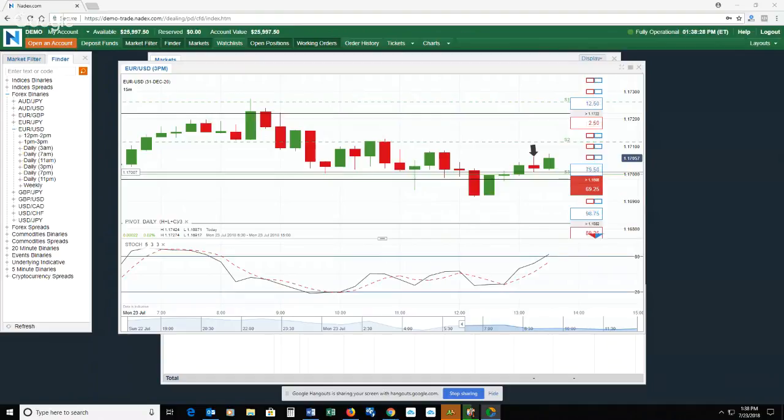I would really like to see sellers step in here. I don't know that they will, but it looks like they might just step in here. I have to wait and see.